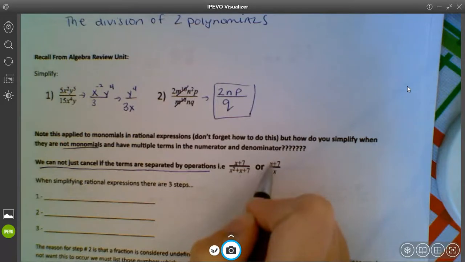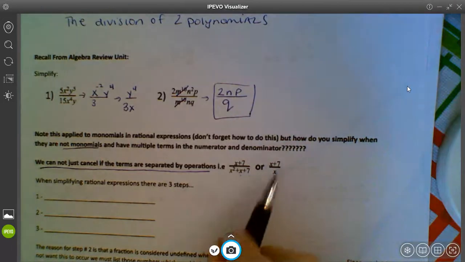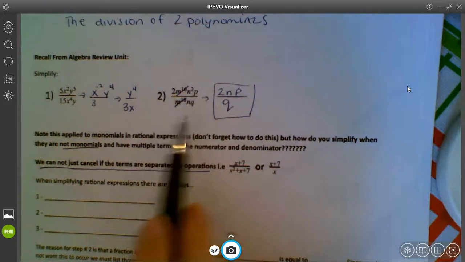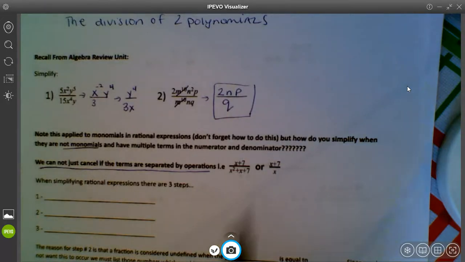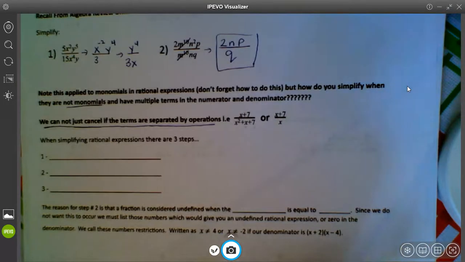Again, over here, the x's don't just get canceled out because x plus 7 is one thing together and x is one thing. So you can't cancel them out unless they're not separated by the plus and minuses. So here are the steps that we use to get rid of things like this. There's 3 simple steps, and you know how to do each step individually. So there's nothing really new we're learning here.